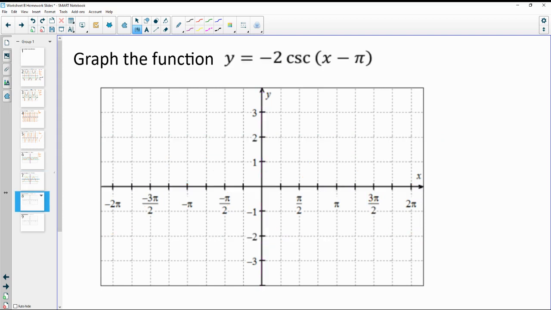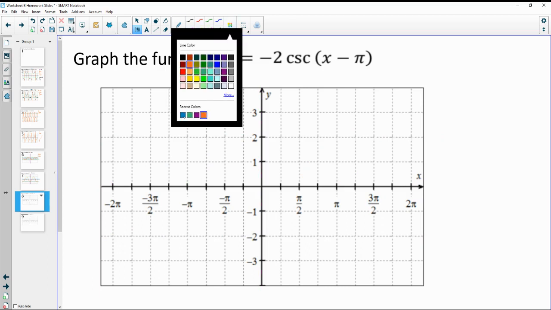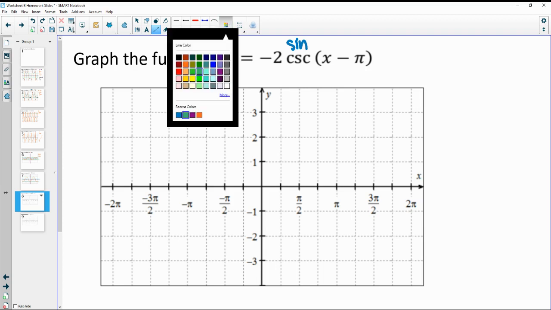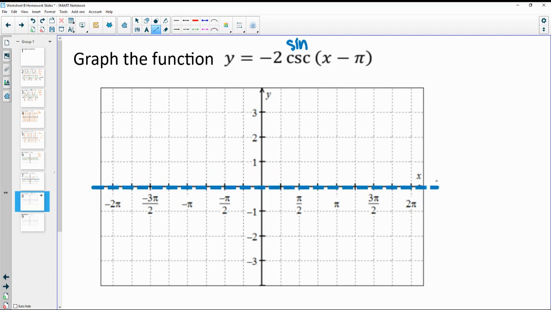Next one, -2 cosecant of x minus pi. So cosecant, again, goes with the sine function. So we're going to work on graphing the sine function to figure out our key points. So this one does not have a vertical shift because nothing's added or subtracted outside. So we'll still be starting on the x-axis. Then it has a phase shift of pi.